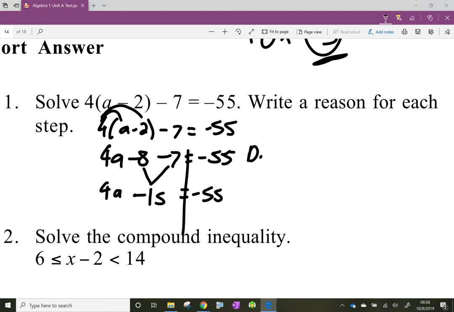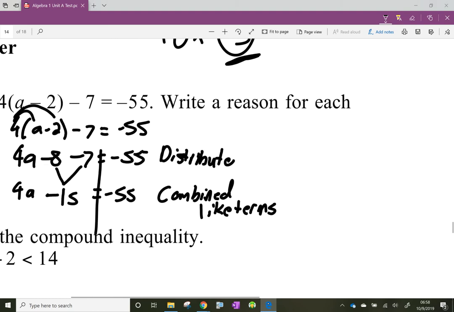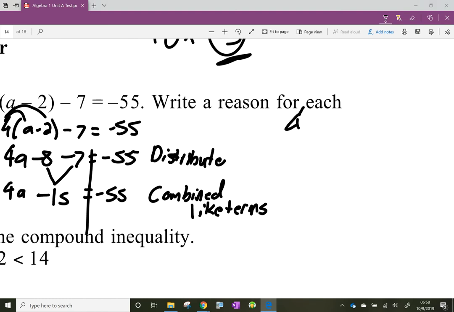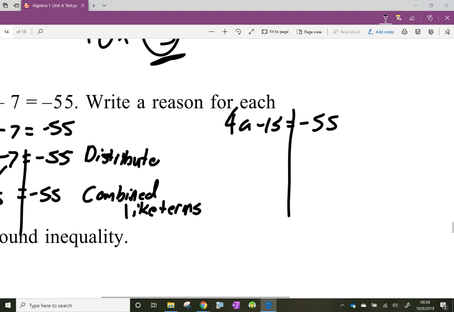Now I'm going to write what I did before because I forgot to. Distribute. I distributed before, and here I combined like terms. I'm going to move my work over here. So I'm just going to copy down my last step. I had 4A minus 15 equal to negative 55. That's where I was last, right? So I'm just moving this over here because I'm running out of room.